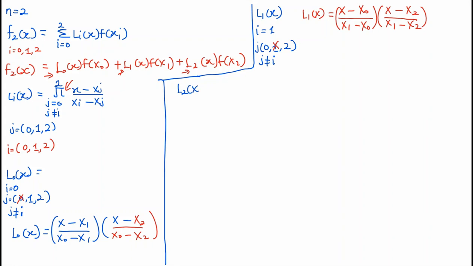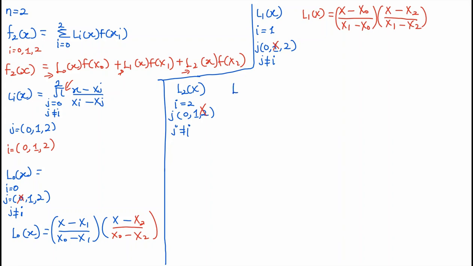Okay, so now let's find L2 of x also. So in this case, our i is equal to 2, and then the possible j values are 0, 1, and then 2. But j must not be equal to i. Sorry, that means j must not be equal to 2 because our i is 2. So we're going to cancel out this. So the possible j values are just 0 and then 1.